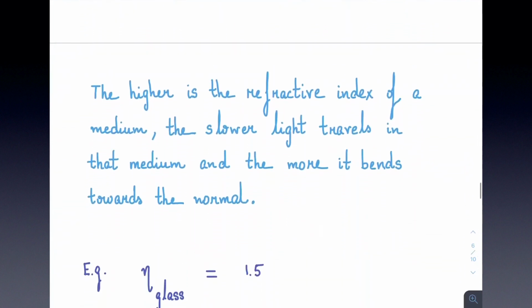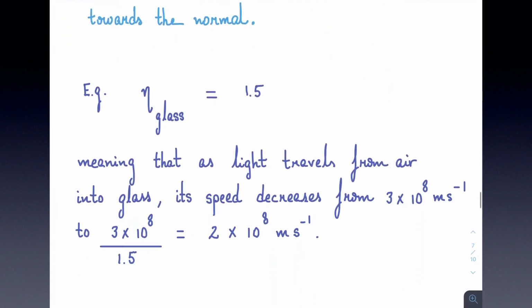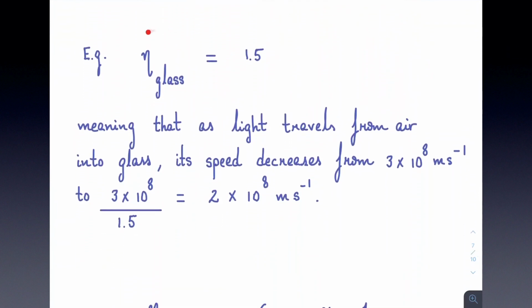So the higher is the refractive index of a medium, the slower light travels in that medium and the more it bends towards the normal. For example, if we're given that the refractive index of glass is 1.5, then this simply means that as light travels from air into glass, its speed decreases from 3 times 10 to the power of 8 meters per second to 2 times 10 to the 8 meters per second, found by dividing the speed of light in air by the refractive index of glass, 1.5.